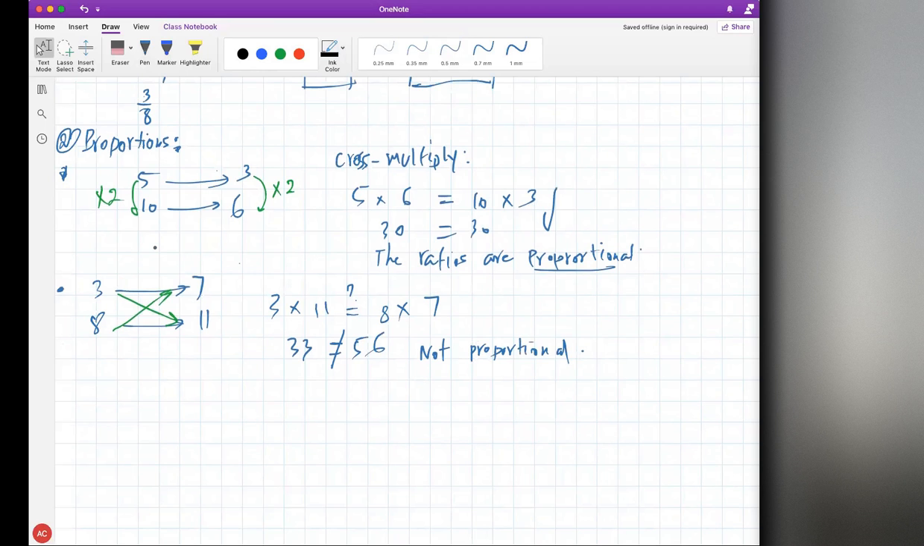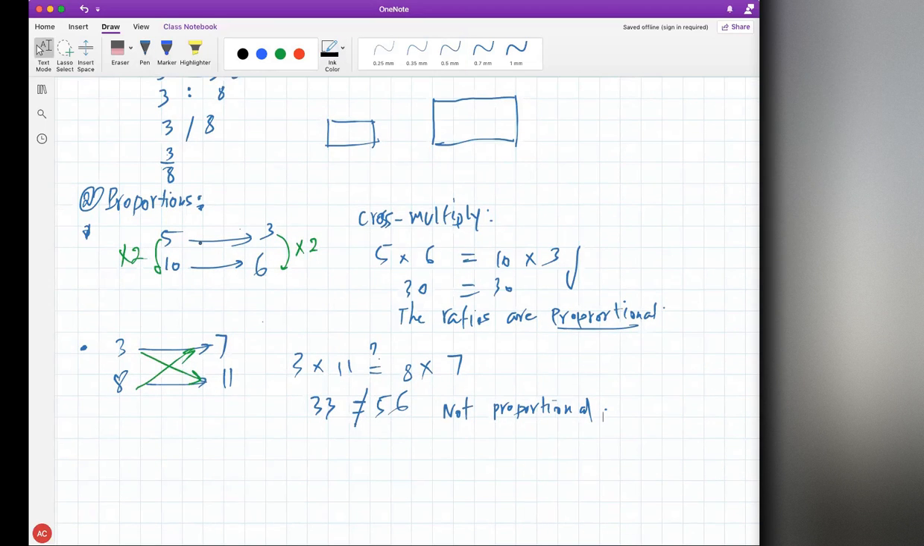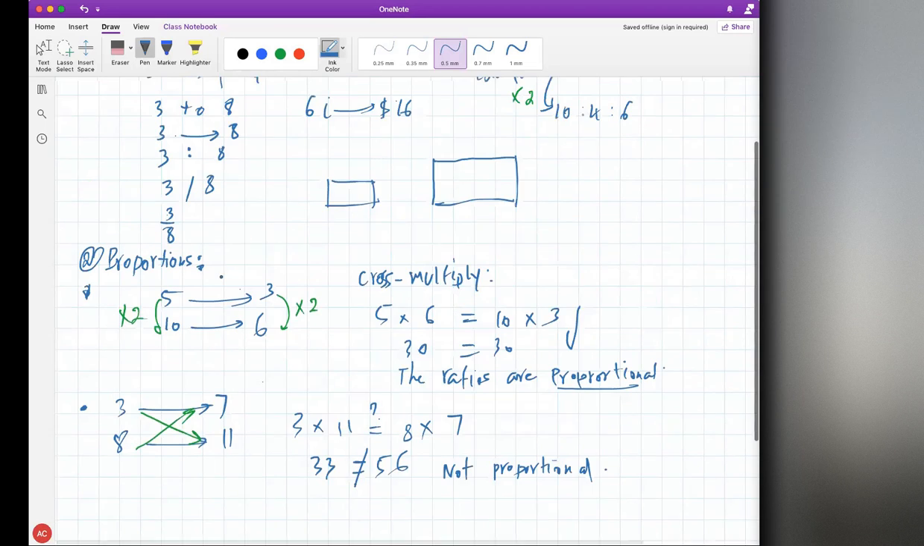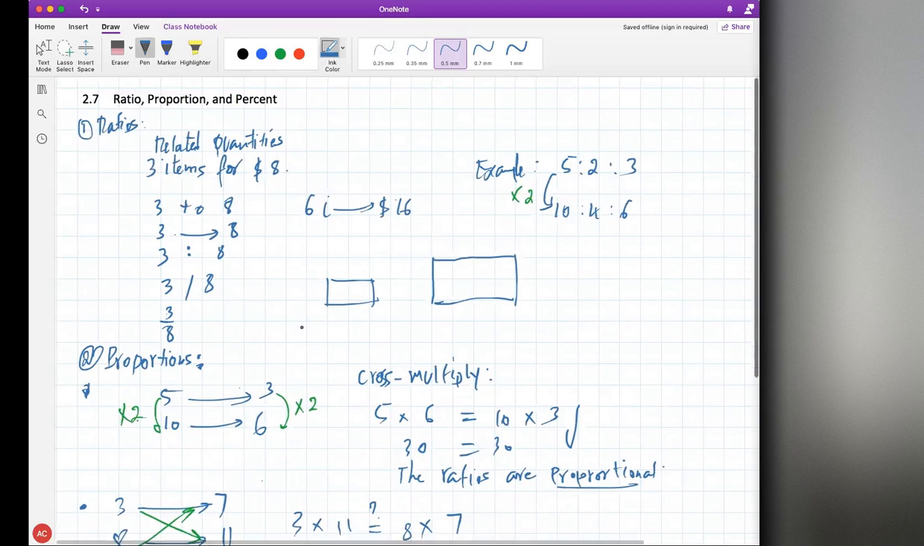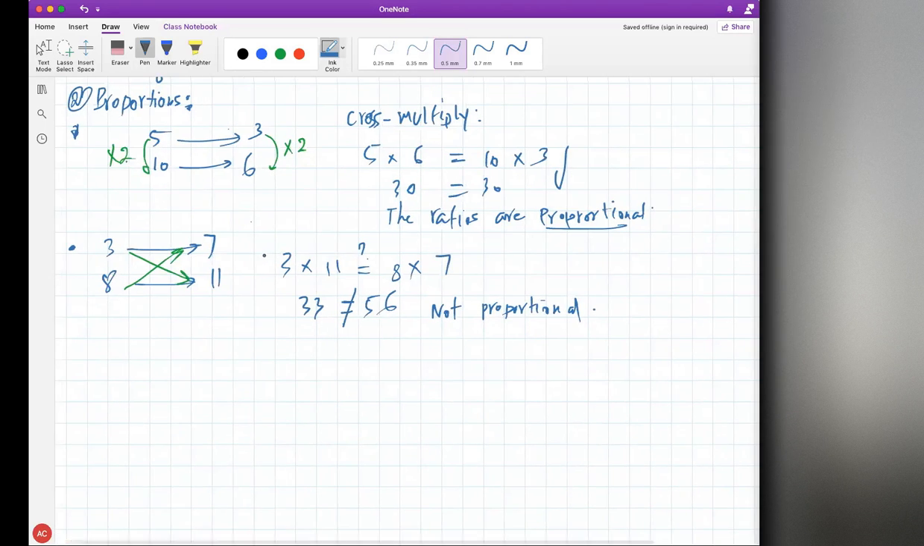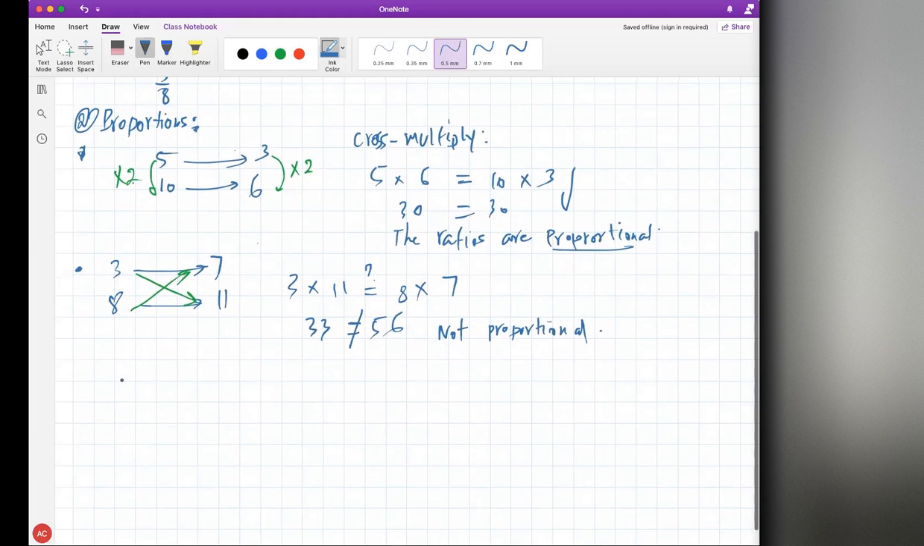Okay, so that's how we check the proportionality. Again, if one thing changes, the other side or the other thing has to change proportionally, double both, triple both, not just random. So this is random here, as you can see, it did not change proportionally, and we check that by cross multiplying. So that's how we know it's not proportional. So basically, we just have to cross multiply.